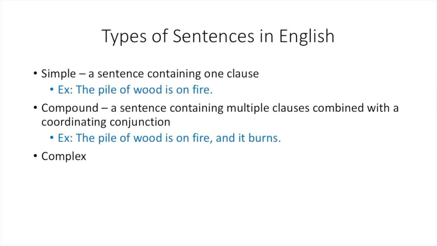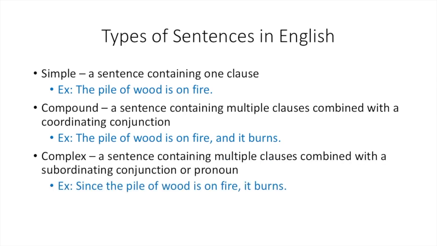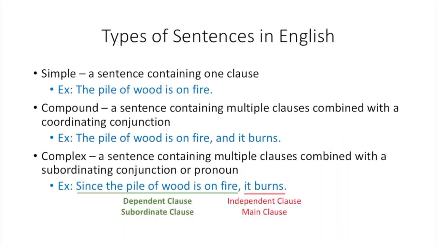A complex sentence is a sentence that contains multiple clauses combined with a subordinating conjunction or pronoun. For example, since the pile of wood is on fire, it burns. Since is your subordinating conjunction. So what do we mean by that? A subordinating conjunction makes the clause that it begins a subordinate clause or a lower order clause than the main independent clause. The independent clause can stand on its own.